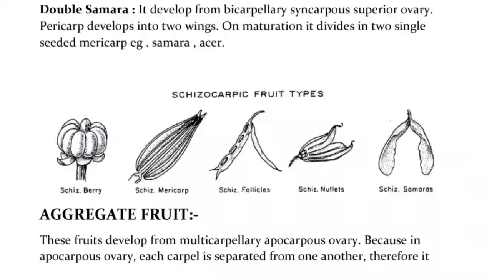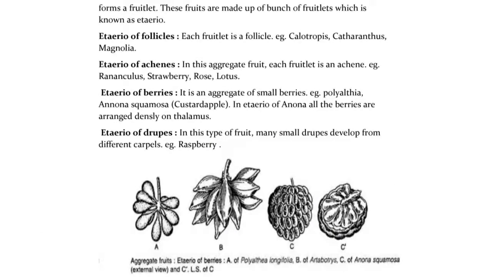Aggregate fruit. These fruits develop from a multicarpellary apocarpous ovary. Because in an apocarpous ovary each carpel is separate from one another, each forms a fruitlet. These fruits are made up of a bunch of fruitlets, which is known as etaerio. Etaerio of follicles: each fruitlet is a follicle, e.g. Calotropis, Catharanthus, Magnolia. Etaerio of achenes: in this aggregate fruit, each fruitlet is an achene, e.g.